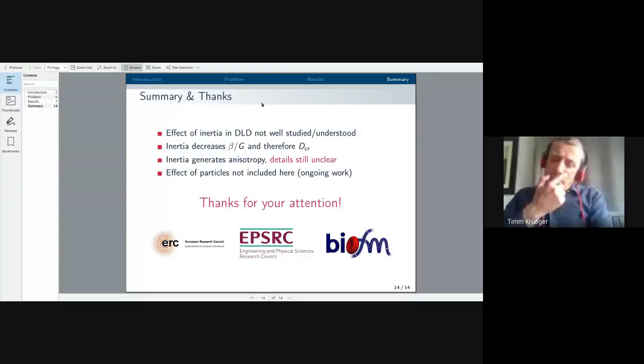Just to summarize, we are looking at inertial effects in deterministic lateral displacement devices in order to enable higher throughput for these microfluidic separators. In particular, we have seen that the critical particle size for the separation decreases with increasing Reynolds number, which is actually not a new result. This has been described before. But what is a new result is that the anisotropy is a function of Reynolds number, but a complex, or complicated, function of Reynolds number. And it is unclear to us why this is happening. So if anyone has any ideas, that would be fantastic.